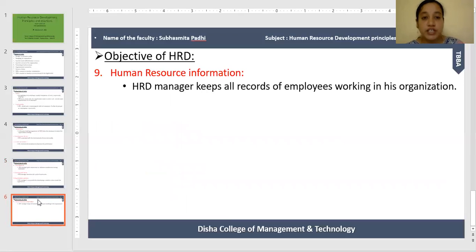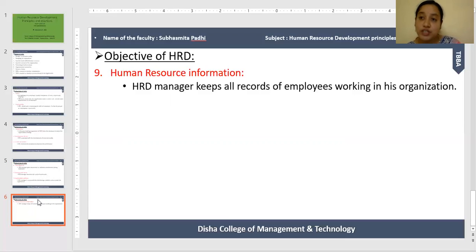Next objective of HRD is to maintain human resource information. They have to keep a total record of human resource. How many employees are working in the organization? They have to get knowledge about these things. They have to keep a record of the total human resource, the total employees of the organization, because they have to develop suitable developmental programs and training programs for all employees, for every employee of the organization.